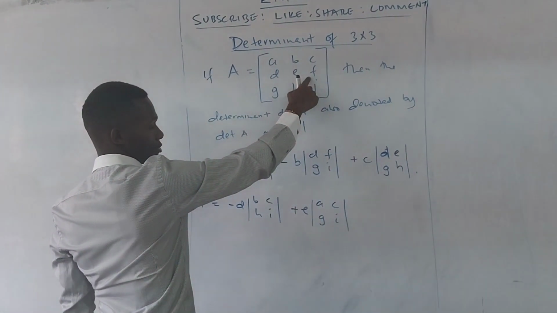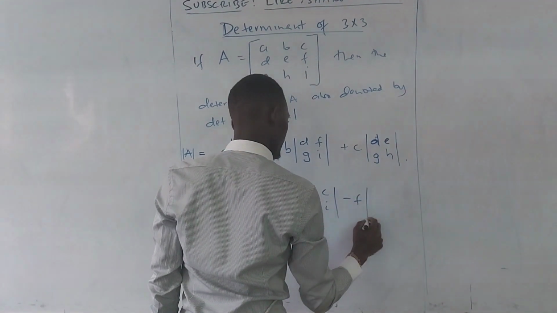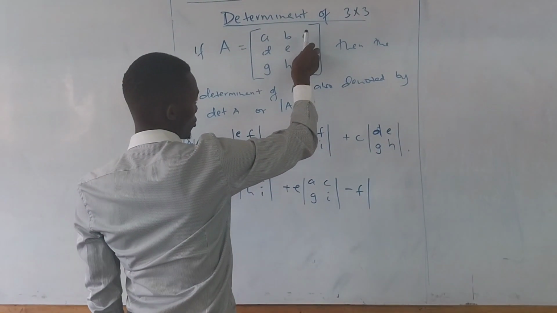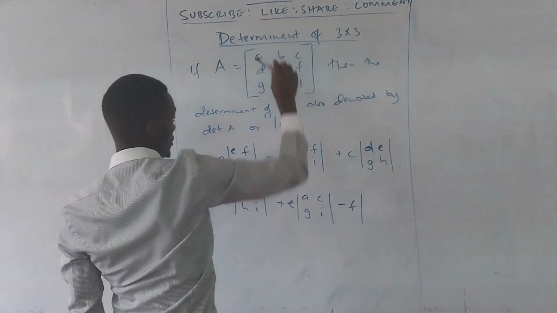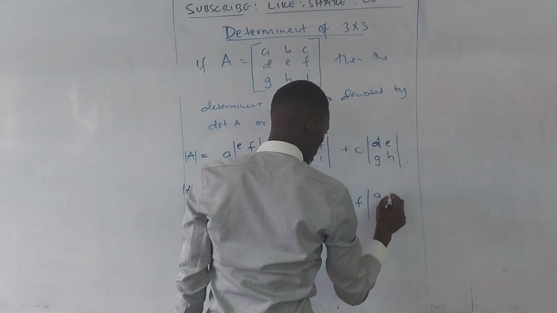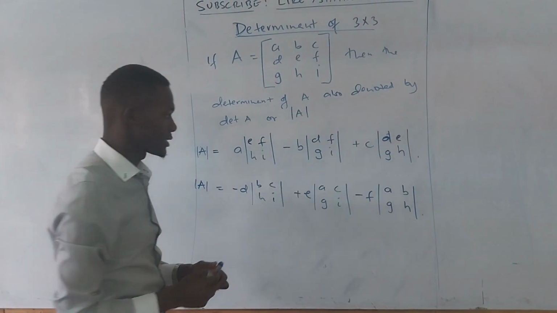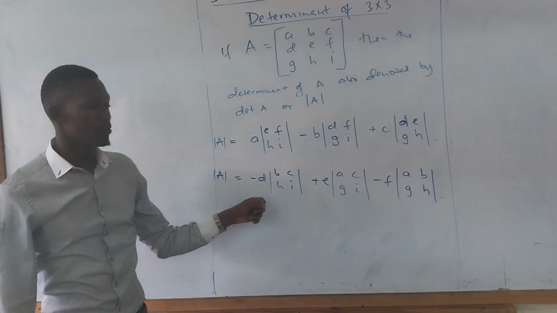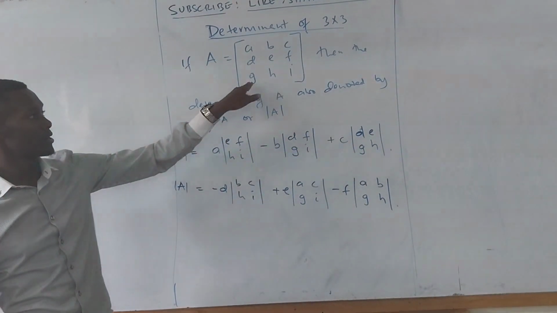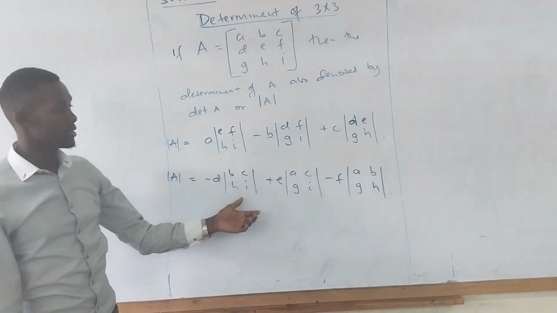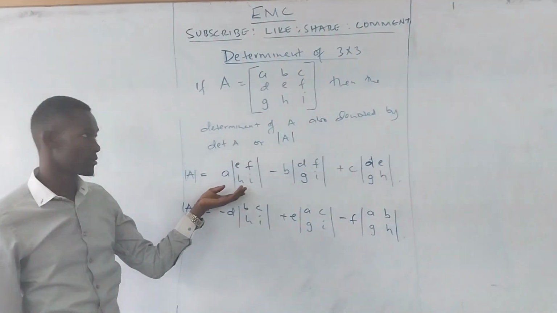Then this term here, using the cofactor element, is negative. So negative F. Then close this and close this, so you remain with A, B, G, and H. So basically, whatever you get, the answer you get here will just be the same as this. You can try to derive the other one using G, H, and I and see how the formula brings you. But for our case, we shall be focusing on the first one because it is simpler.